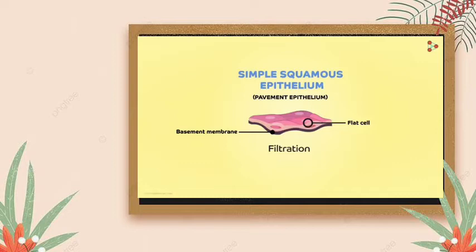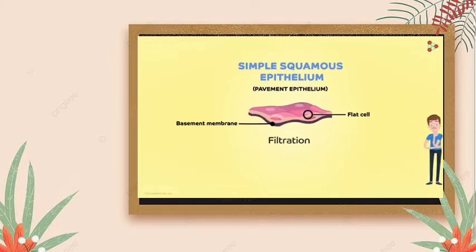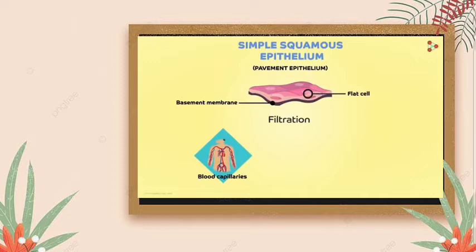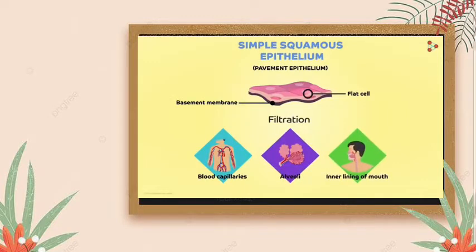Their flat nature itself states their function and locations. Such type is mainly used to transport or diffuse substances across membranes and also perform filtration. Thus, where do you think we will find them? Well, think of the thinnest surfaces in our body. Yes, the lining of blood capillaries, the lining of alveoli, and also the inner lining of the mouth.